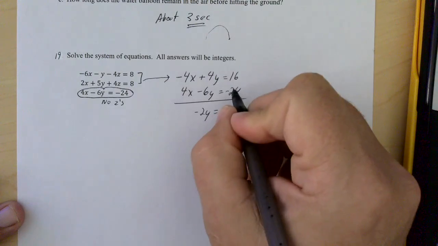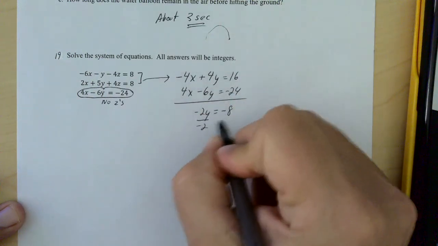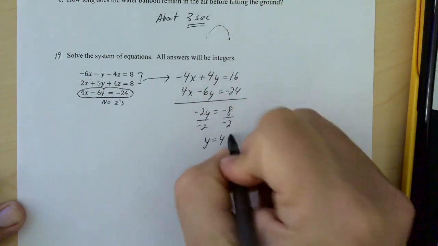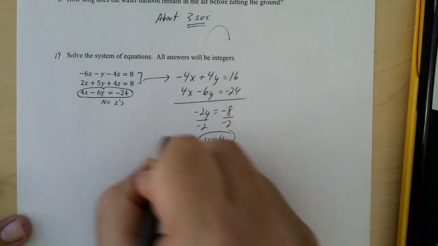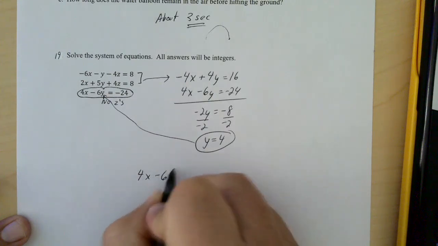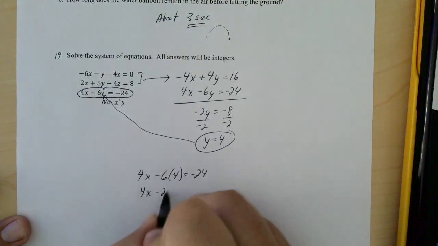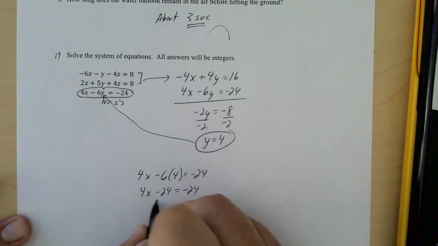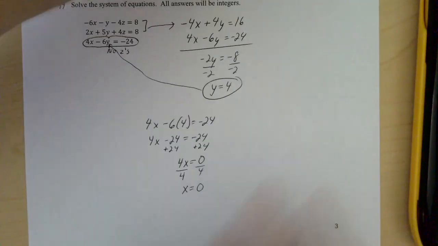When I do this, the x's are gone, and the y's give me negative 2y equals negative 8. I divide by negative 2, and just like that, we know that y is 4. Okay, and if y is 4, I can plug it back into that bottom equation. Where I see a y, I'm going to put a 4. I have negative 24 equals negative 24. When I add 24, I get 0. Now, this is a special case. I did not have my variable cancel out.